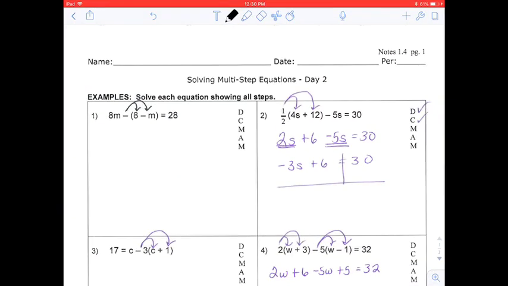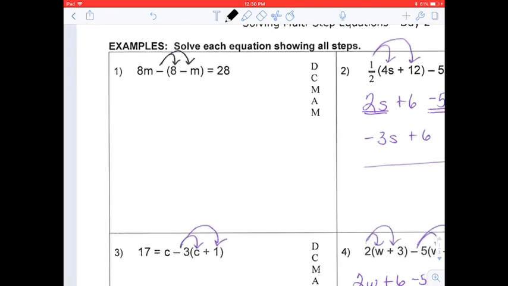Okay, let's go ahead and look at multi-step equations day 2. This is a continuation of our previous set of notes. We are going to use the same set of steps on the same Don't Call Me After Midnight card. So again, go ahead and have that on your desk.